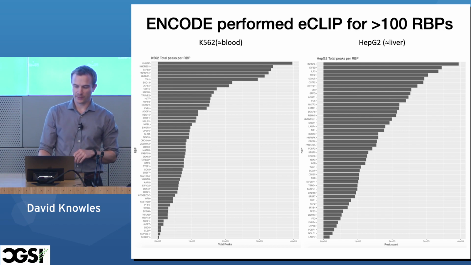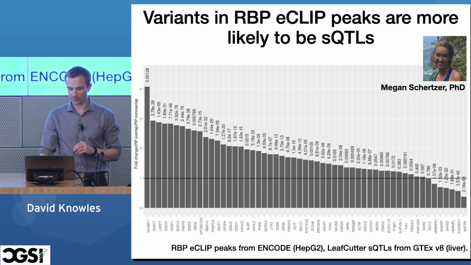So the biggest resource that we have for looking at where RBPs bind in cells is from ENCODE. They did eCLIP, which is sort of like the ChIP-seq of the RNA world, to look at where RBPs bind in human cells. And they did this for a really large number of RBPs, over 100, in 2 different cell lines, K562, which is an erythroid progenitor cell originally, and then HepG2, which is from a liver cancer. This is just showing the number of peaks that they find for different RBPs. It's quite a big range, but this is kind of the gold standard data set at the moment.